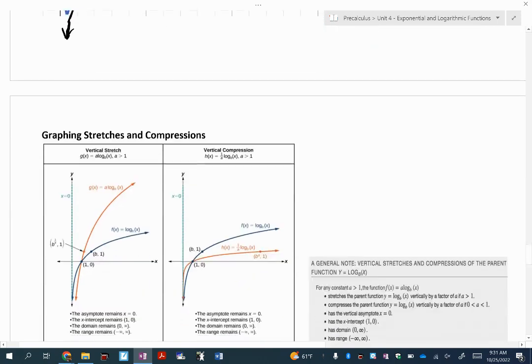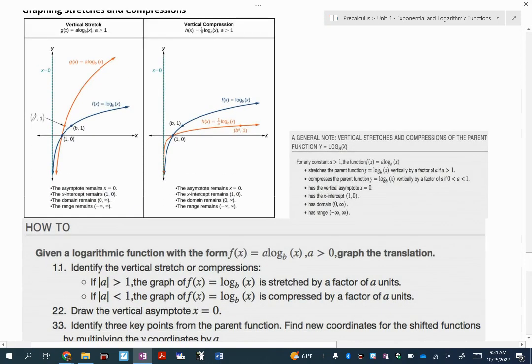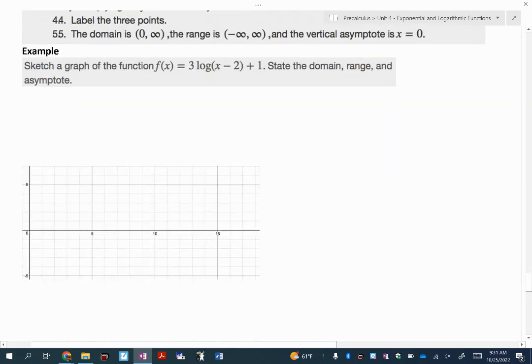Now, stretches and compressions. These are the numbers that go in front. Remember, if your number in front is greater than 1, that's going to stretch it, make it increase faster, so make it look a little narrower. And if your number in front is between 0 and 1, that's going to make it increase at a slower rate. So that means it's going to make it wider, or compress it. So in this case, this 3 is going to be that stretch by a factor of 3.